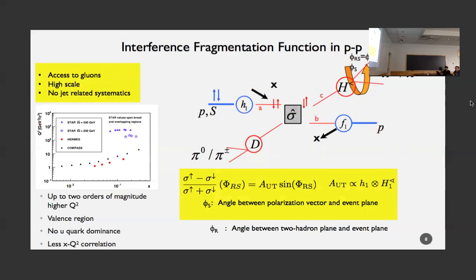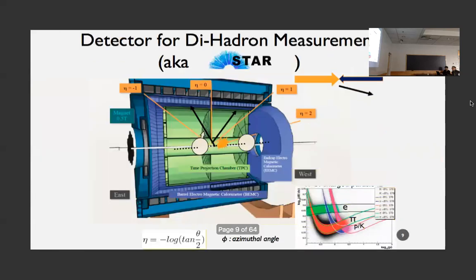If you compare our Collins measurement with the IFF measurement, the actual measurement is pretty much the same as you do at SIDIS. You look at azimuthal correlations of the hadrons in the final state, the dependence on the angle between the hadron plane and the spin plane of the proton, and you measure these asymmetries, which are directly sensitive to transversity times IFF. So we already saw this.